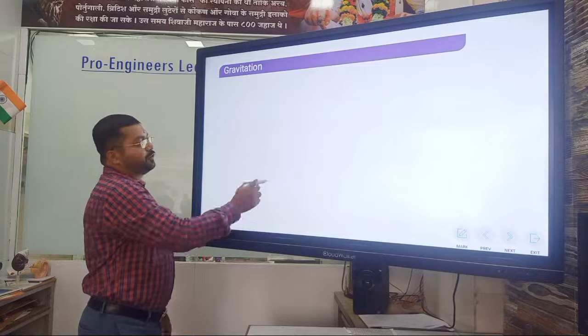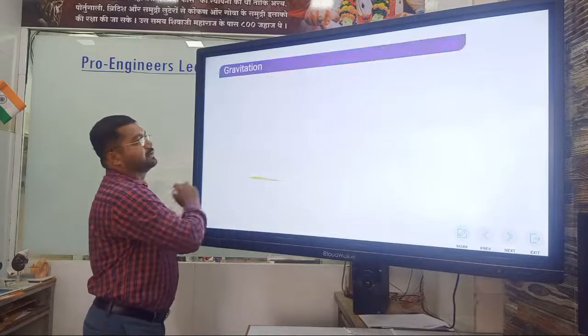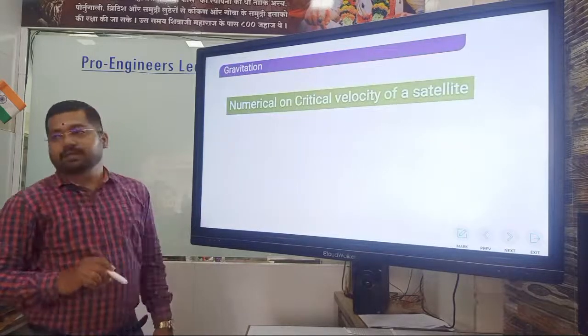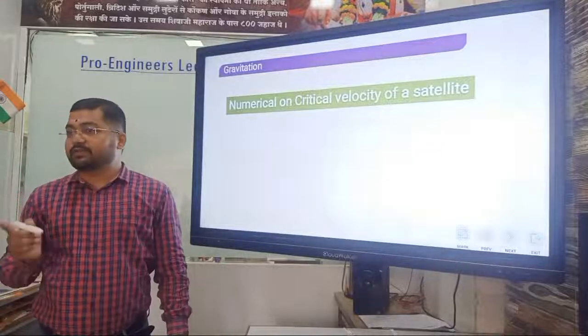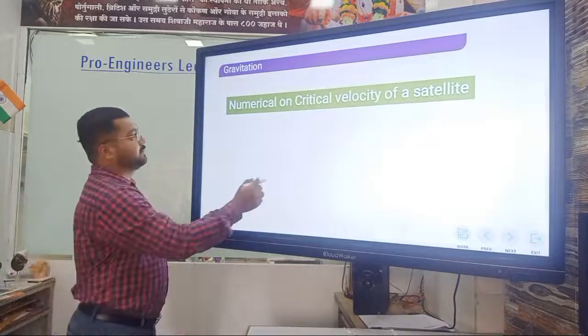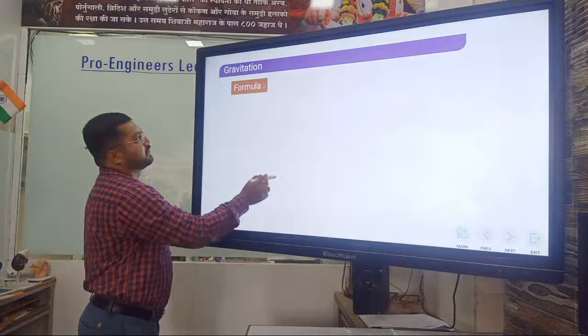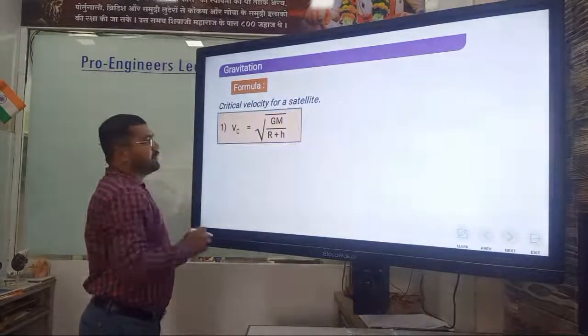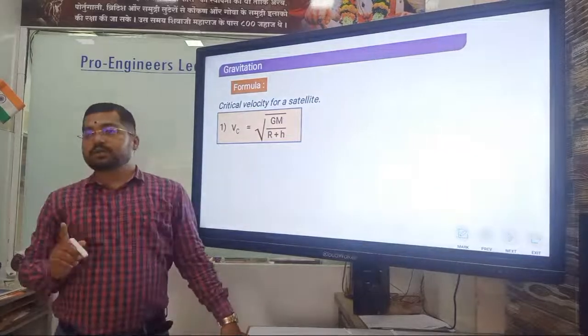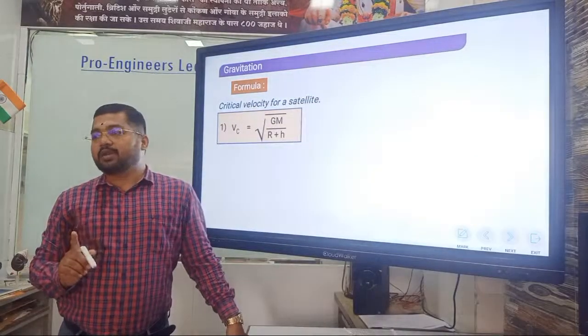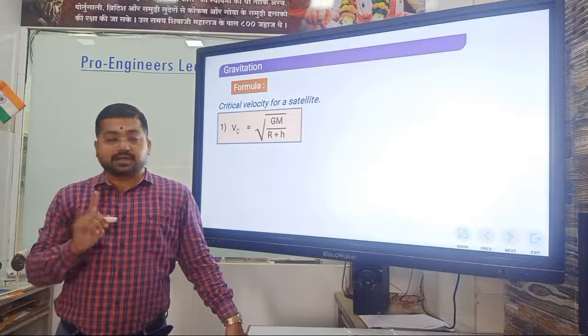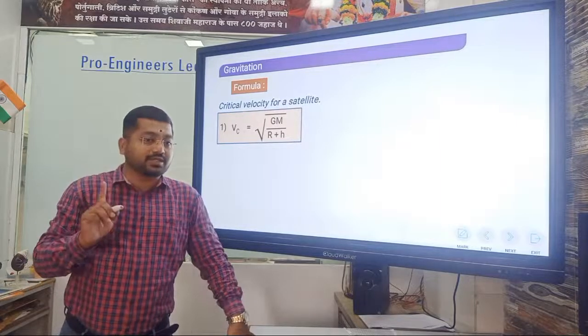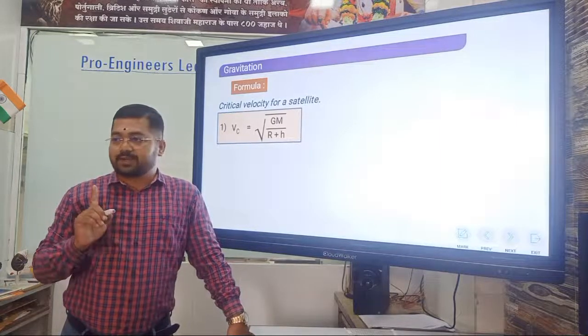Just before, what we have studied, velocity of satellite. So based on that we have to see the numericals, right? So critical velocity of satellite formula is under root Gm upon R plus H. Here square is not mentioned on R plus H. So please pay attention.